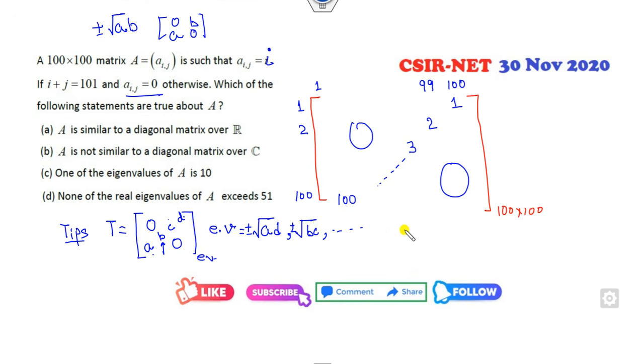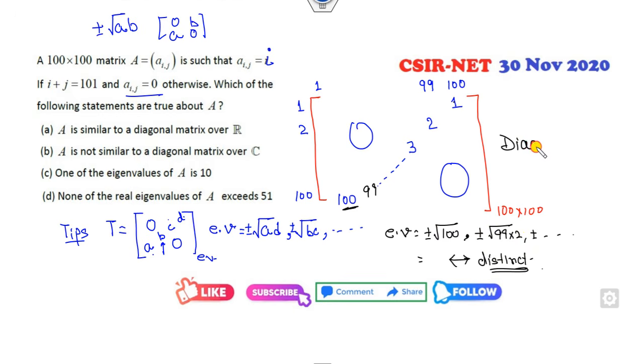Now what are the eigenvalues of this? Plus minus the root of 100 times 1, plus minus the root of 99 into 2, and so on. So clearly each number is distinct. Each eigenvalue is distinct. If each eigenvalue is distinct, that means this is a diagonalizable matrix. Yes, it is diagonalizable. One of the eigenvalues is my 10.